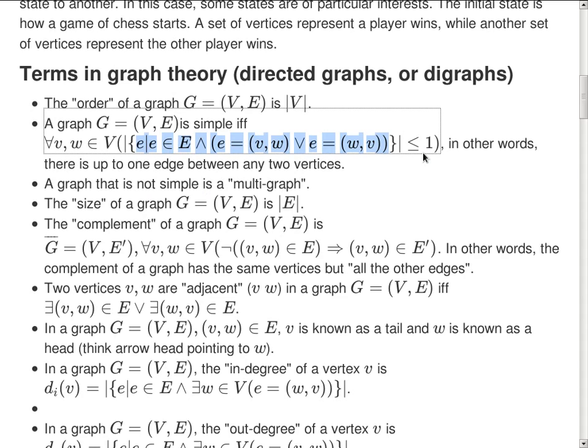Okay, so switching back to this part here. In other words, there's only up to one edge between any two vertices. So if you can guarantee this across all the vertices in the graph, then the graph itself is considered simple. Okay, any questions about this?